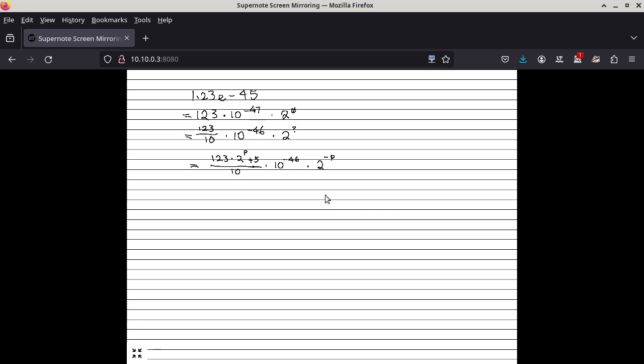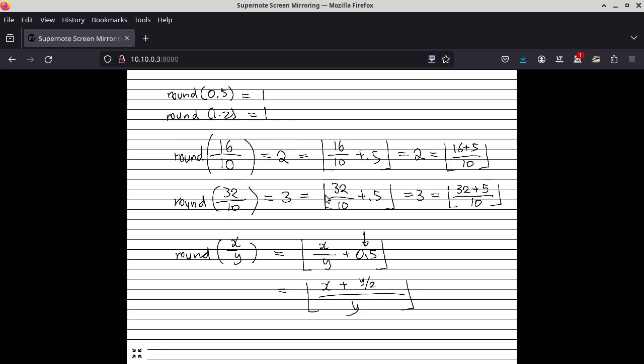Say that one more time. So adding the 5 before the division by 10 is doing the rounding. It's doing what we are doing here. Because if you add 1/2 of the denominator to the numerator before you divide the entire numerator by the denominator, and then take the floor of the entire thing, it accomplishes exactly the same thing as just rounding it.